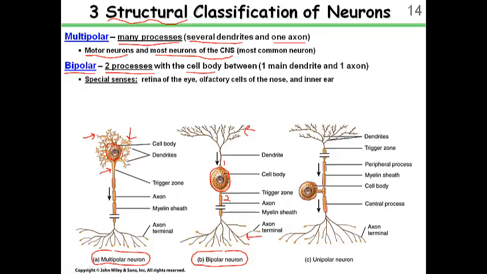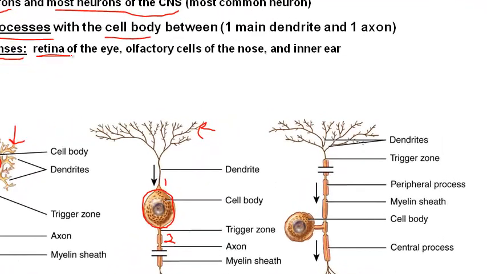A lot of our neurons in our special senses are bipolar. So special senses, which we're going to learn about later in the semester, include vision. So our retina of the eye contains bipolar neurons. Olfaction, which is smell, are bipolar. And then many neurons that allow us to hear are bipolar.